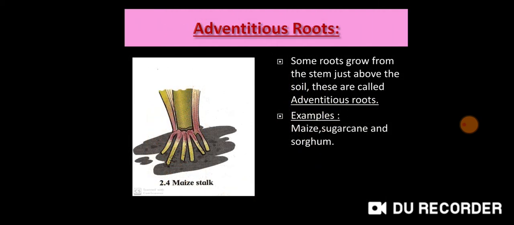Now we see adventitious roots. Some roots grow from the stem just above the soil. These are called adventitious roots. Examples are maize, sugarcane and sorghum.